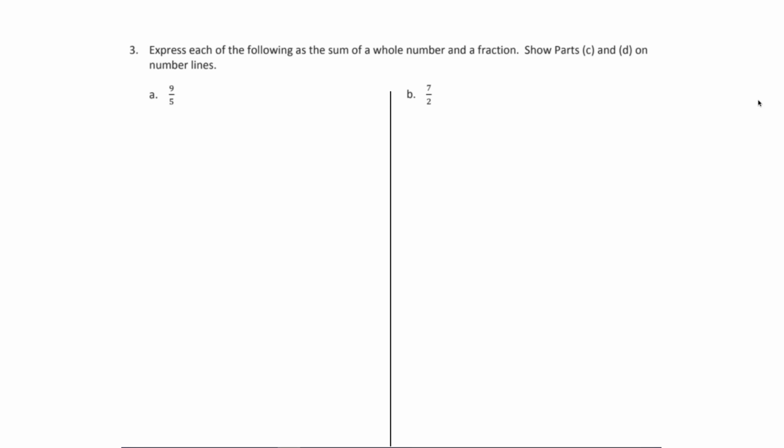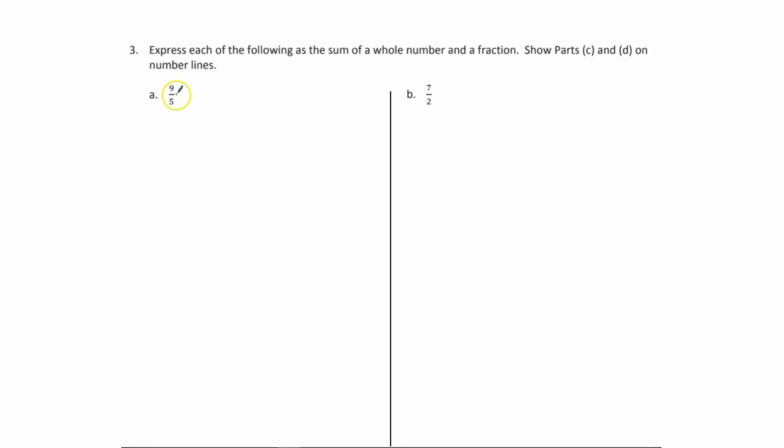All right. Look at number 3 here. I think this is the last problem we're going to look at. It says express each of the following as a sum of the whole and a fraction. So we have to find out the sum of the whole and the fraction. We just did that for the last parts where we're going to change them to a mixed number, basically. All right, and for parts C and D, we're going to show on the number line.